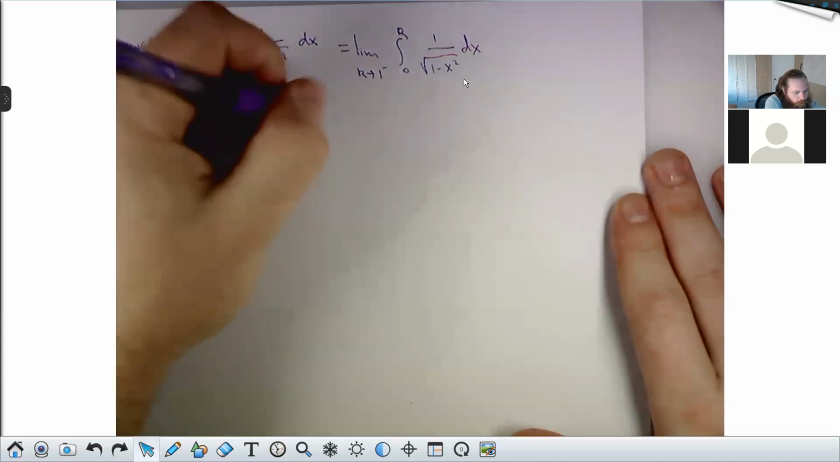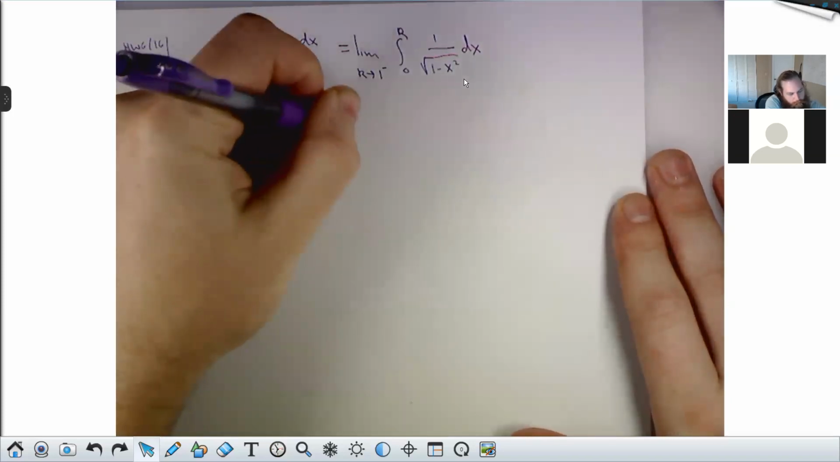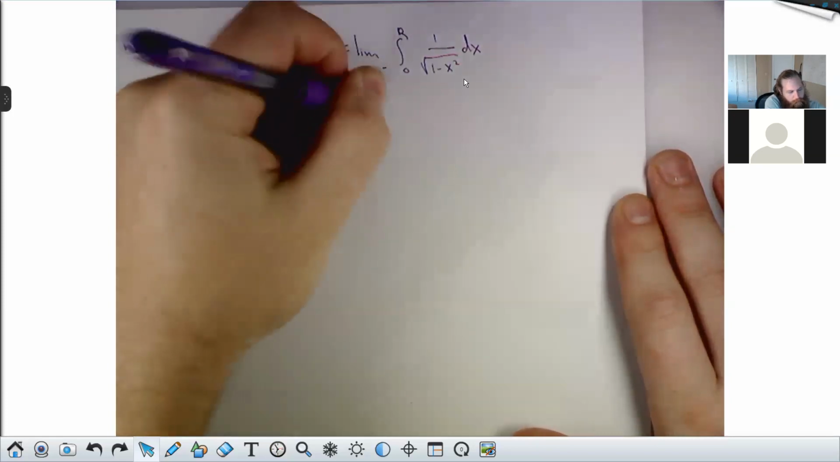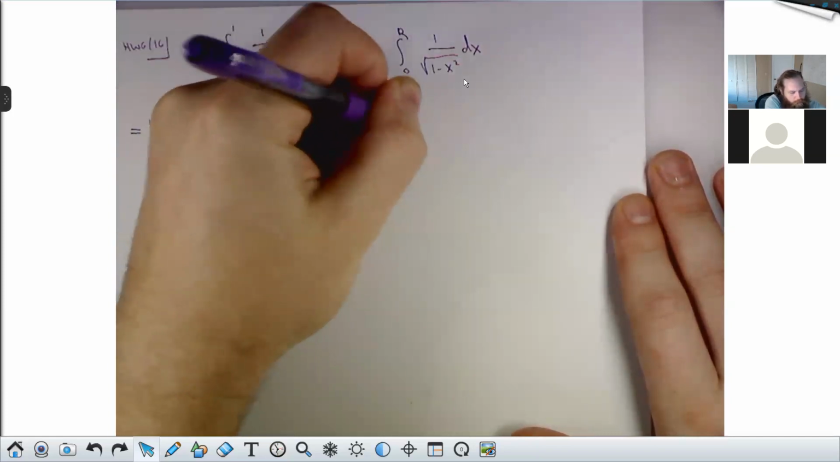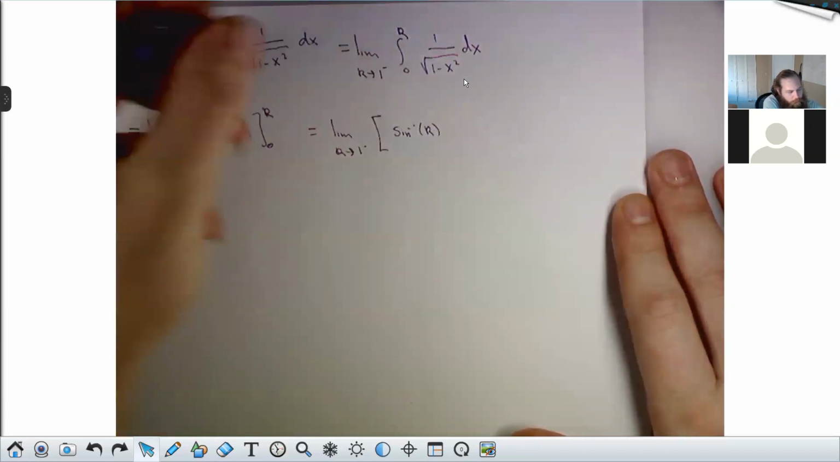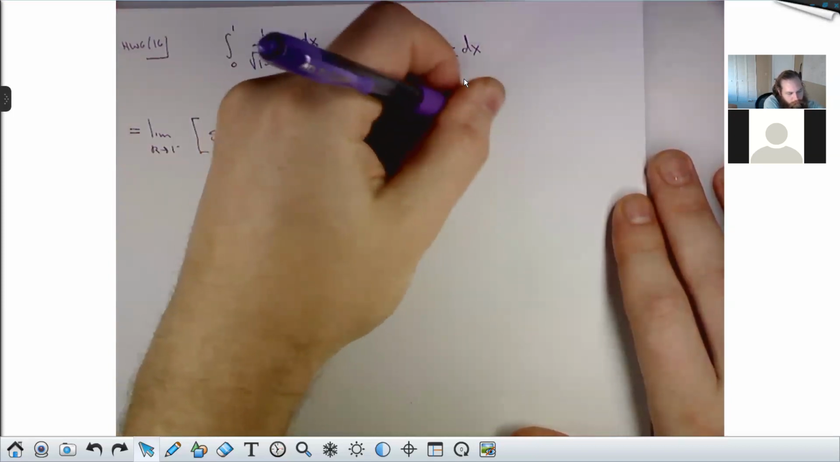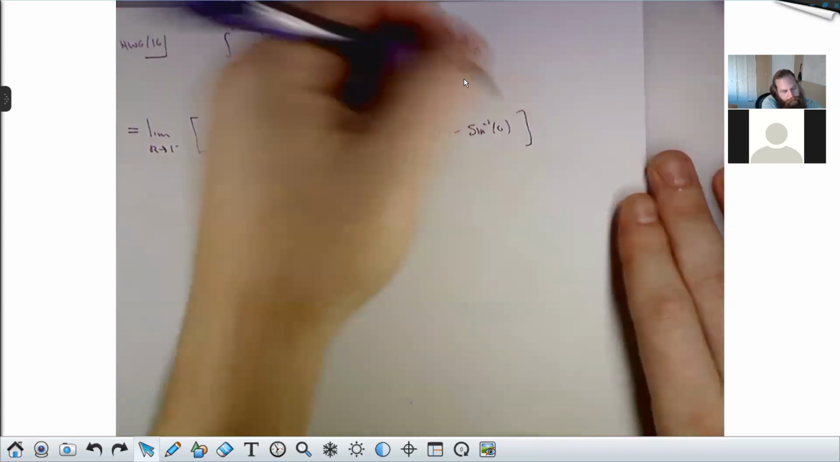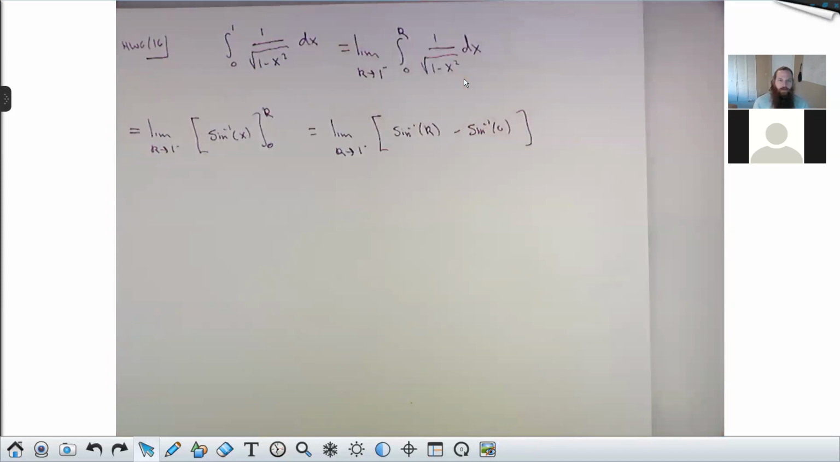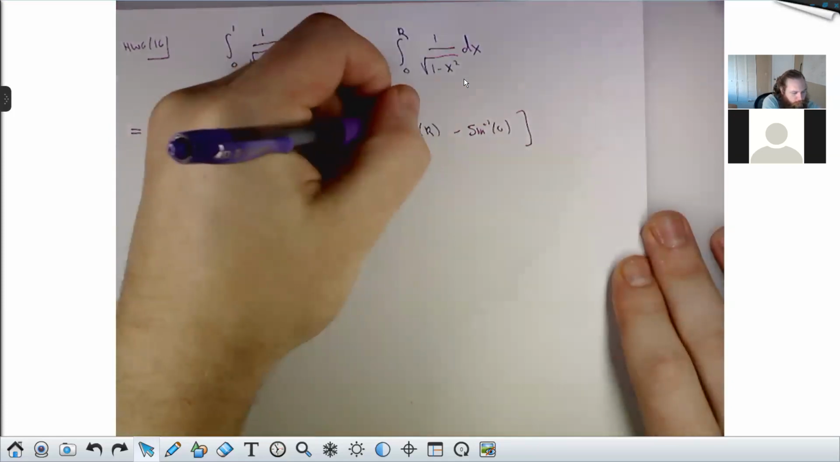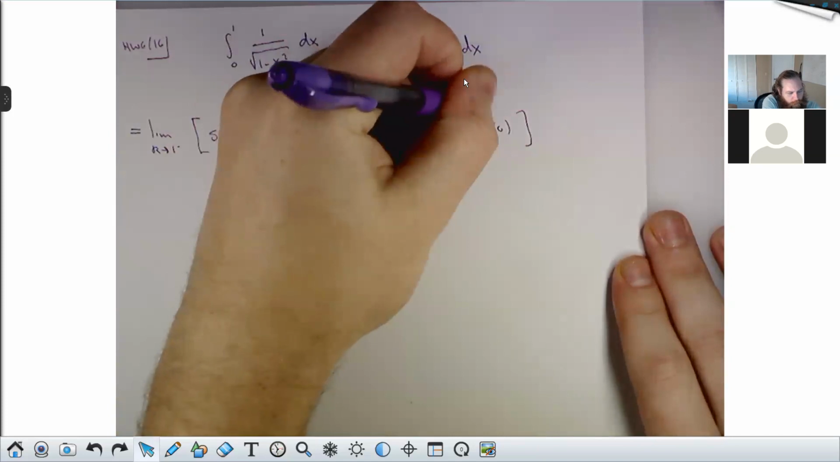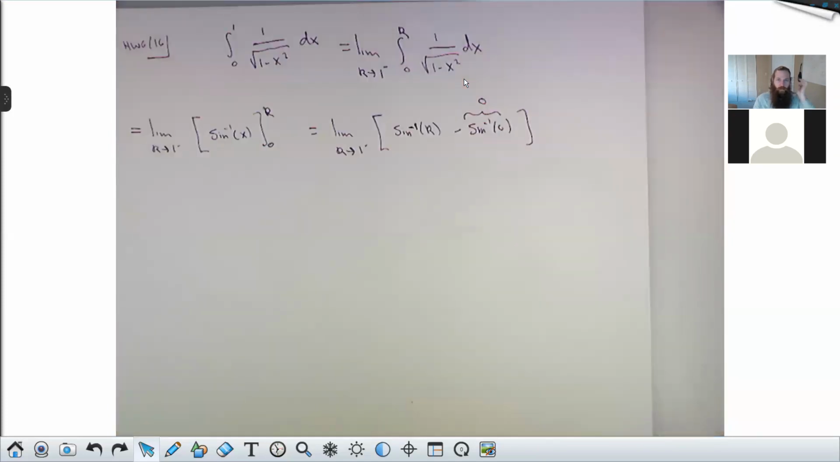So now it's just a matter of crunching out this limit. What is the limit as r goes to 1 from the left of the inverse sine of r? And we have to subtract off the inverse sine of 0. The inverse sine of 0 is 0 because the sine of 0 is 0. But to sort out the limit as r goes to 1 from the left of the inverse sine of r, you need to be thinking about the arcsine function, the inverse sine function.